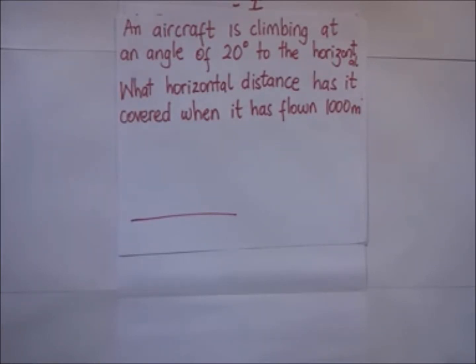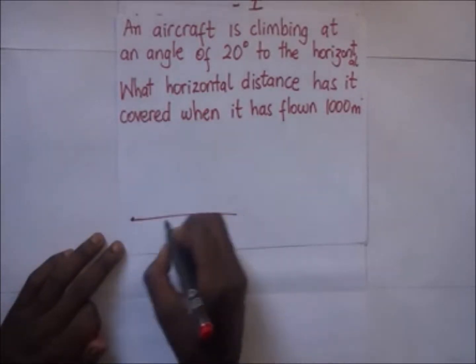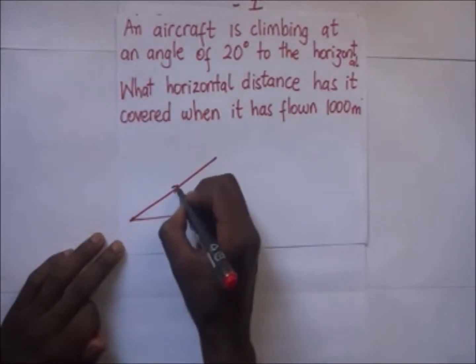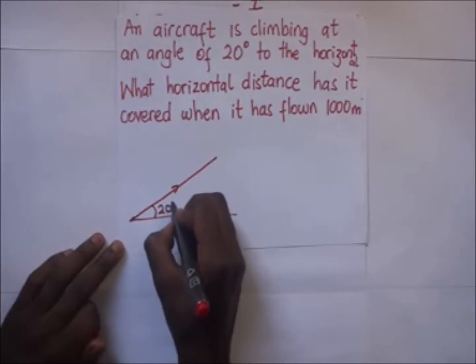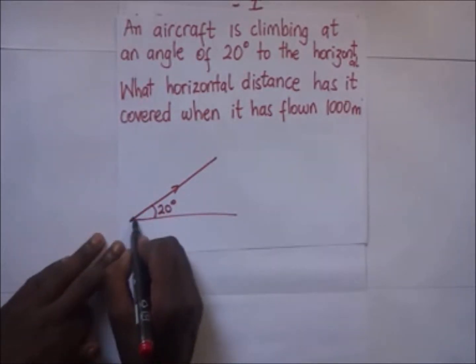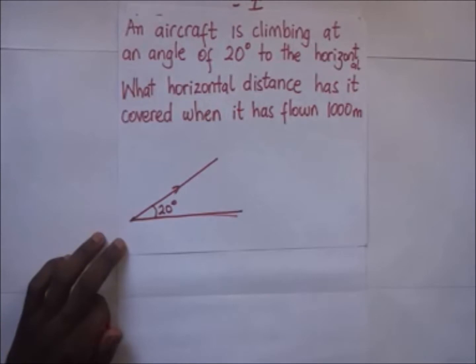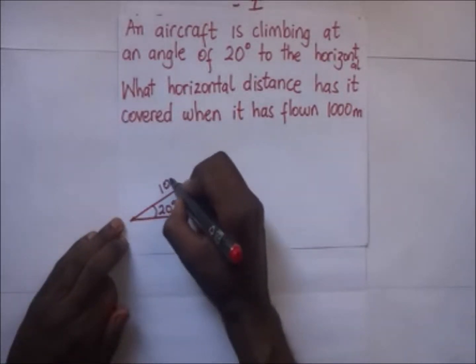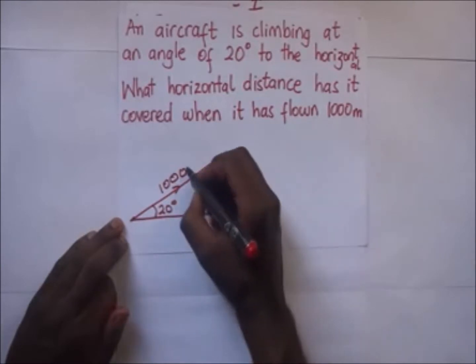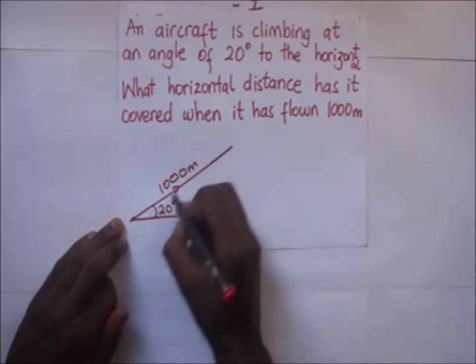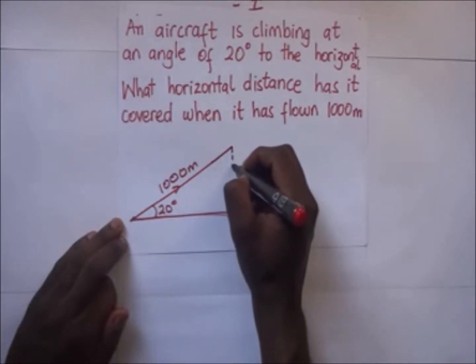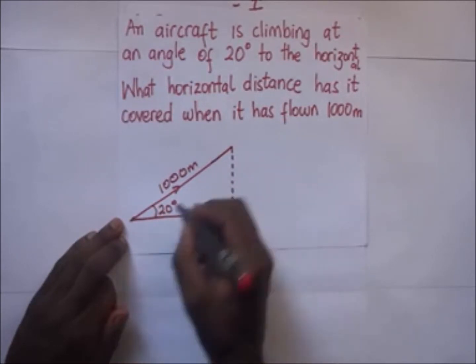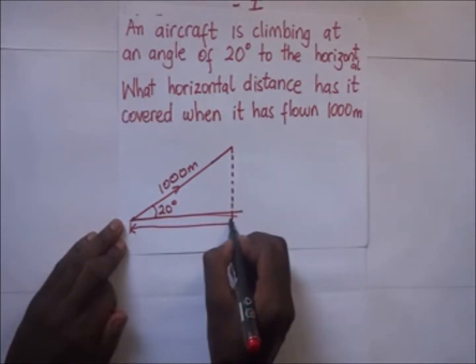So in our sketch, we know that if this is the starting point, it is moving up at 20 degrees to the horizontal. This is the horizontal we're talking about. They're asking us to find what horizontal distance has it covered when it has flown 100 meters. So if it flies up 1,000 meters actually, what horizontal distance will it have covered? This is the horizontal distance they are interested in.